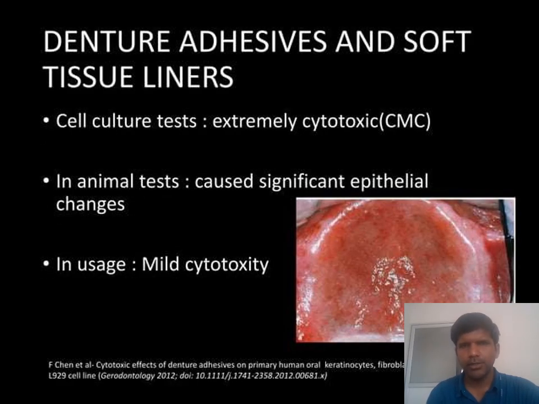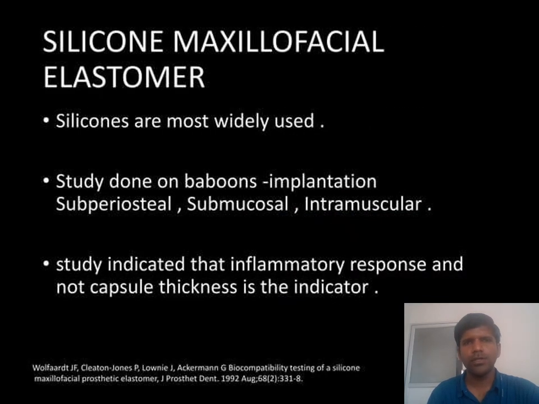Coming to the denture adhesives and soft tissue liners, cell culture tests are done, which show extreme cytotoxicity. In animal tests, it caused significant epithelial changes. In usage, mild cytotoxicity was found. Coming to the silicone maxillofacial elastomer, silicones are most widely used. A study on baboons involved subperiosteal, submucosal, and intramuscular implantation of maxillofacial elastomers. The study indicated that inflammatory response, and not capsule thickness, is used as the indicator.